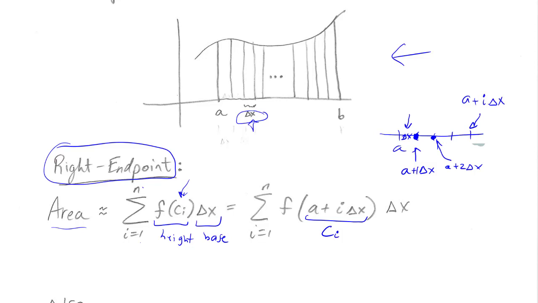So if I'm using the right endpoint, then I'm going to be evaluating the function f at this right endpoint to get my height and multiply that by my width. I'm going to do that for every rectangle and add up the areas for the n rectangles. That turns out to be the cleanest formula.